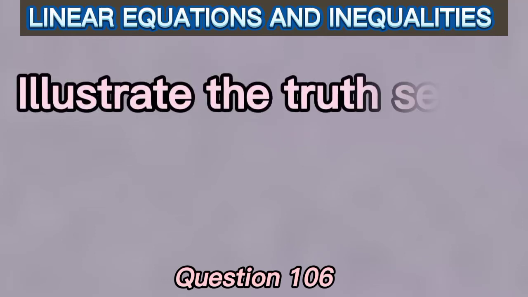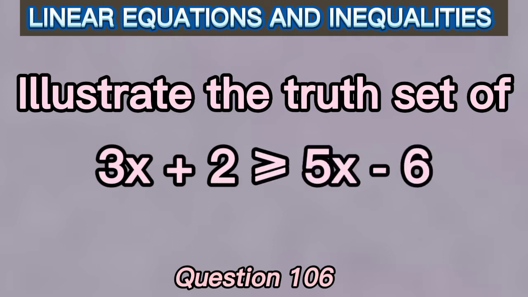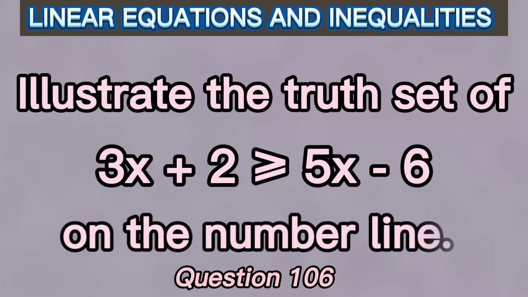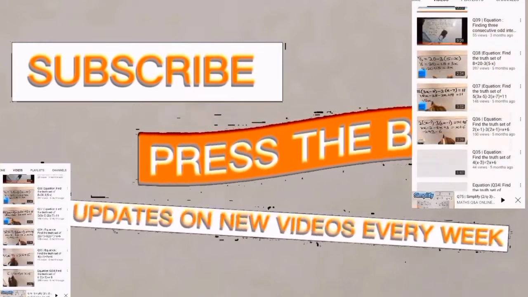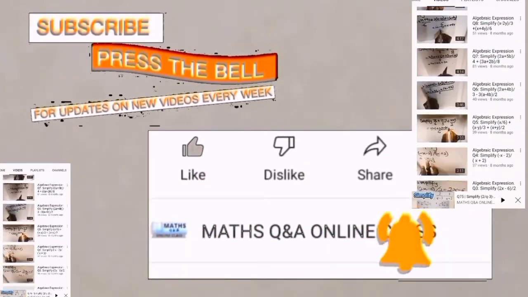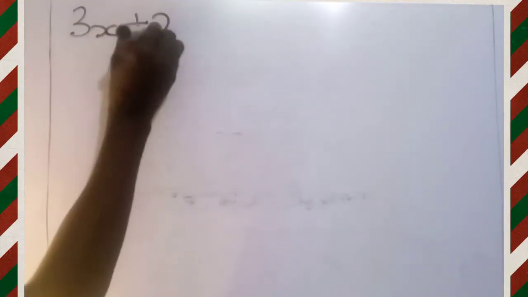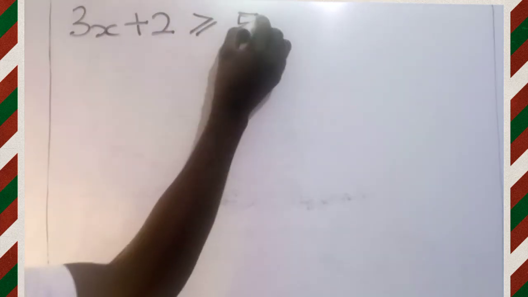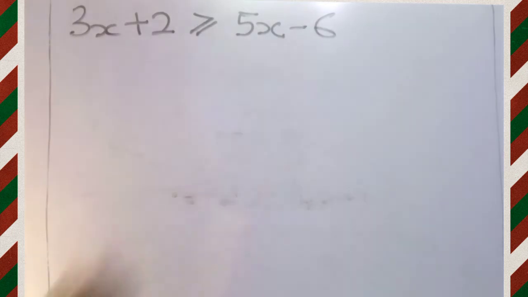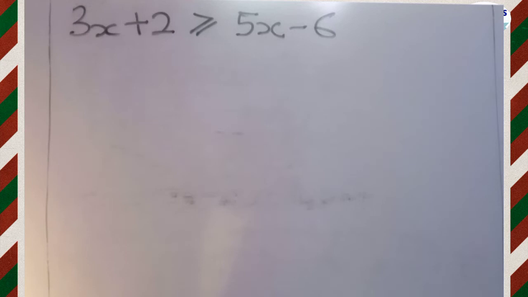Illustrate the truth set of 3x plus 2 greater than or equal to 5x minus 6 on the number line. We are given 3x plus 2 greater than or equal to 5x minus 6, and we are to illustrate the truth set of this inequality on a number line.